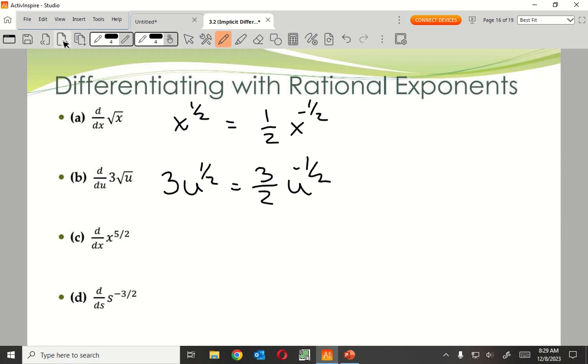What goes out front? Yeah, 5 over 2. 5 over 2 x to the what? 3 over 2. Very good. Because you're subtracting 2 over 2, right? You're subtracting the 1, which is 2 over 2. All right. You ready?